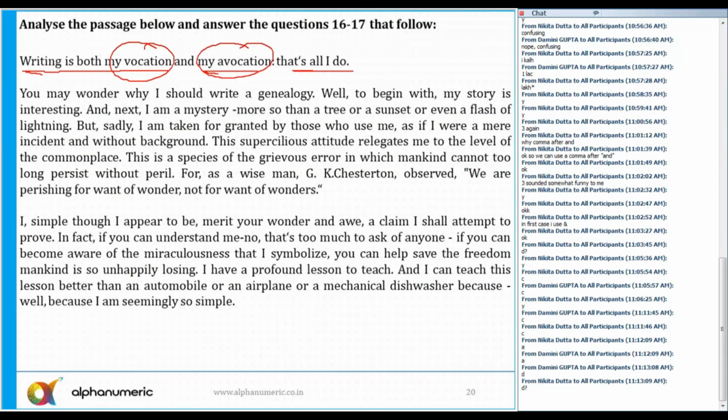Avocation means hobby, and vocation is your work. So the only thing I do is that I write. You may wonder why I should write a genealogy. You may wonder why I'm talking about my ancestry. Genealogy is ancestry. Why am I talking about this? Because my story is very interesting and I am a mystery. That is why I'm writing about myself.